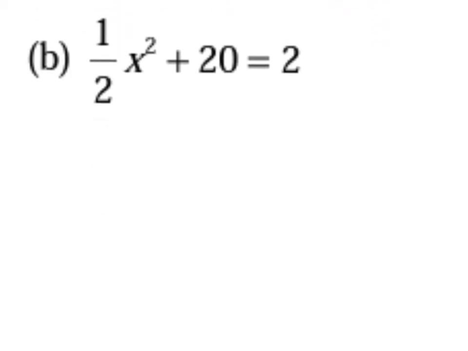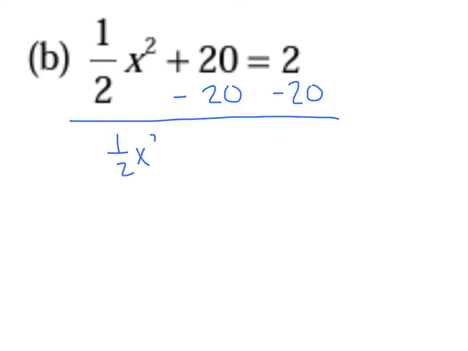All right, let's try b. The equation says 1/2 times x squared plus 20 equals 2. So first move, I'm going to subtract 20. And that's going to leave me with 1/2 x squared equals negative 18. The next thing I'm going to do, and you can say this one of two ways. We're either going to divide both sides by 1/2, or what I like to say is I'm going to multiply both sides by 2. Whatever we do to one side, we're going to do to the other. And that's going to give me x squared equals negative 36.